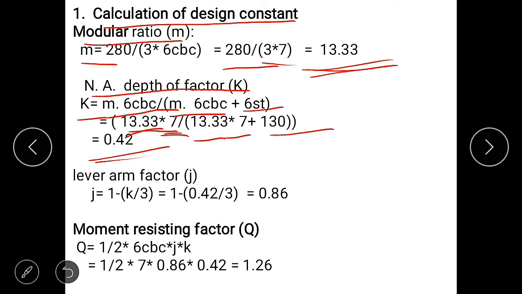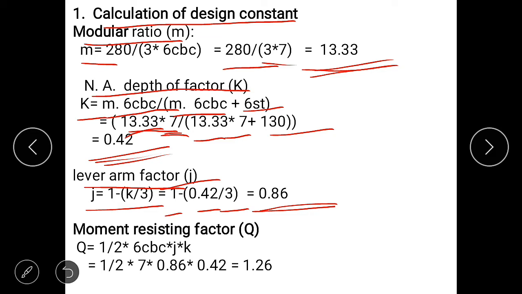Okay. Now next design constant is J. J means lever arm factor. The formula to calculate lever arm factor is 1 minus K by 3. In the second step we calculated the neutral axis depth factor K, the value of K is 0.42. Here 1 minus 0.42 by 3. So the answer of J is 0.86.